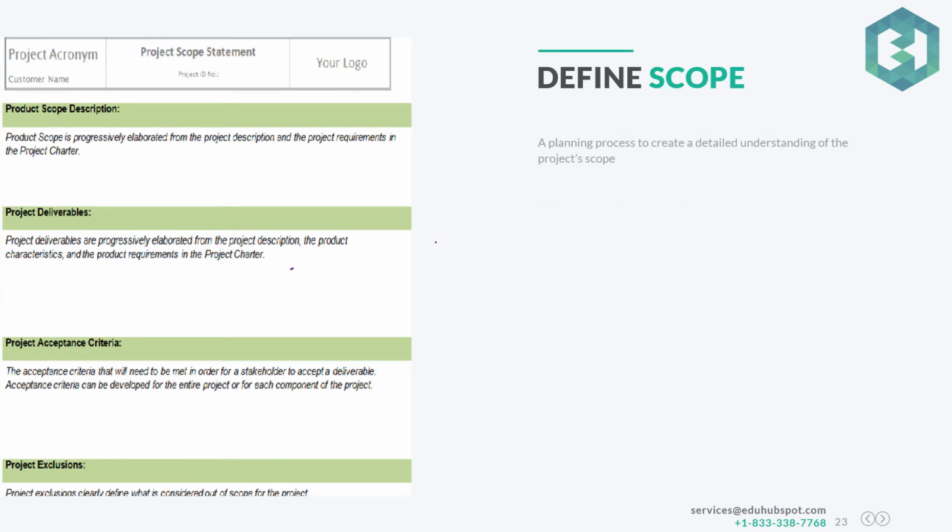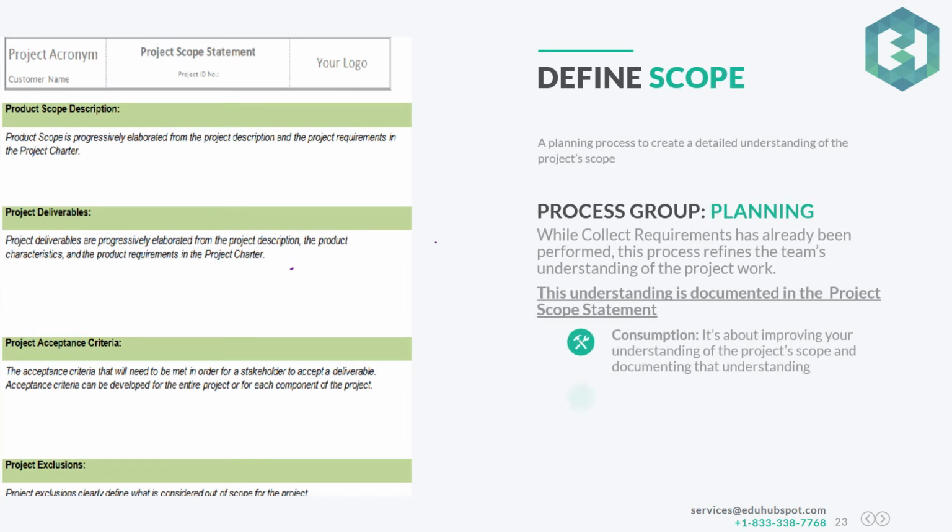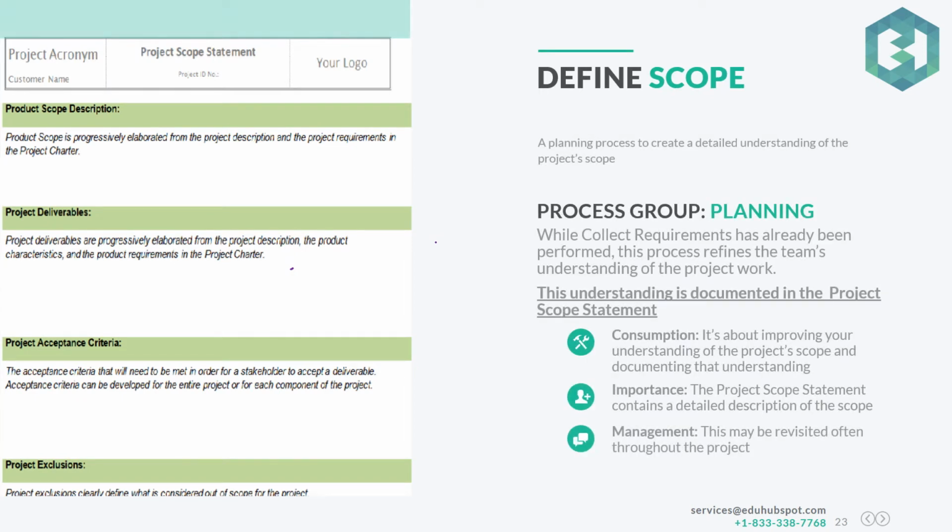Hey guys, now let's discuss the third process of the scope management knowledge area, which is define scope. First we started with planning scope management, where we discussed how we will define the scope. Then we moved into the collect requirements phase, where we work with the stakeholders to gather the requirements. And now this is the third piece, which is defining the scope.